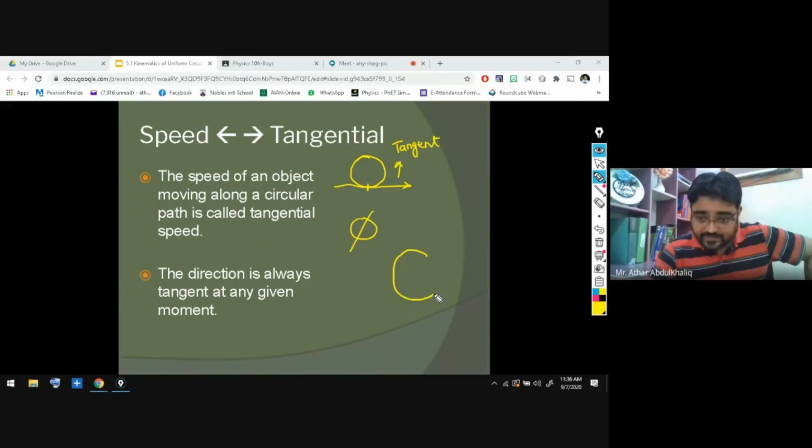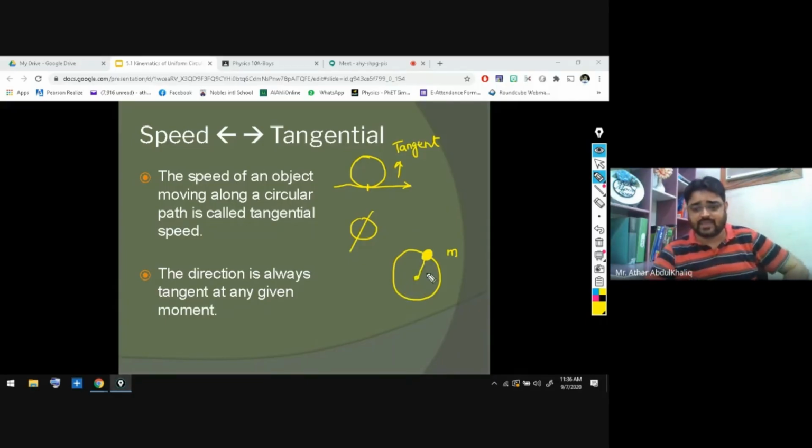For example, this is a circular path, and this is an object of mass m moving along the circular path. It is something attached to a string. For example, I have a string and I attach something to it, and it's moving along this path. If, for some reason, this string is cut, what will happen?